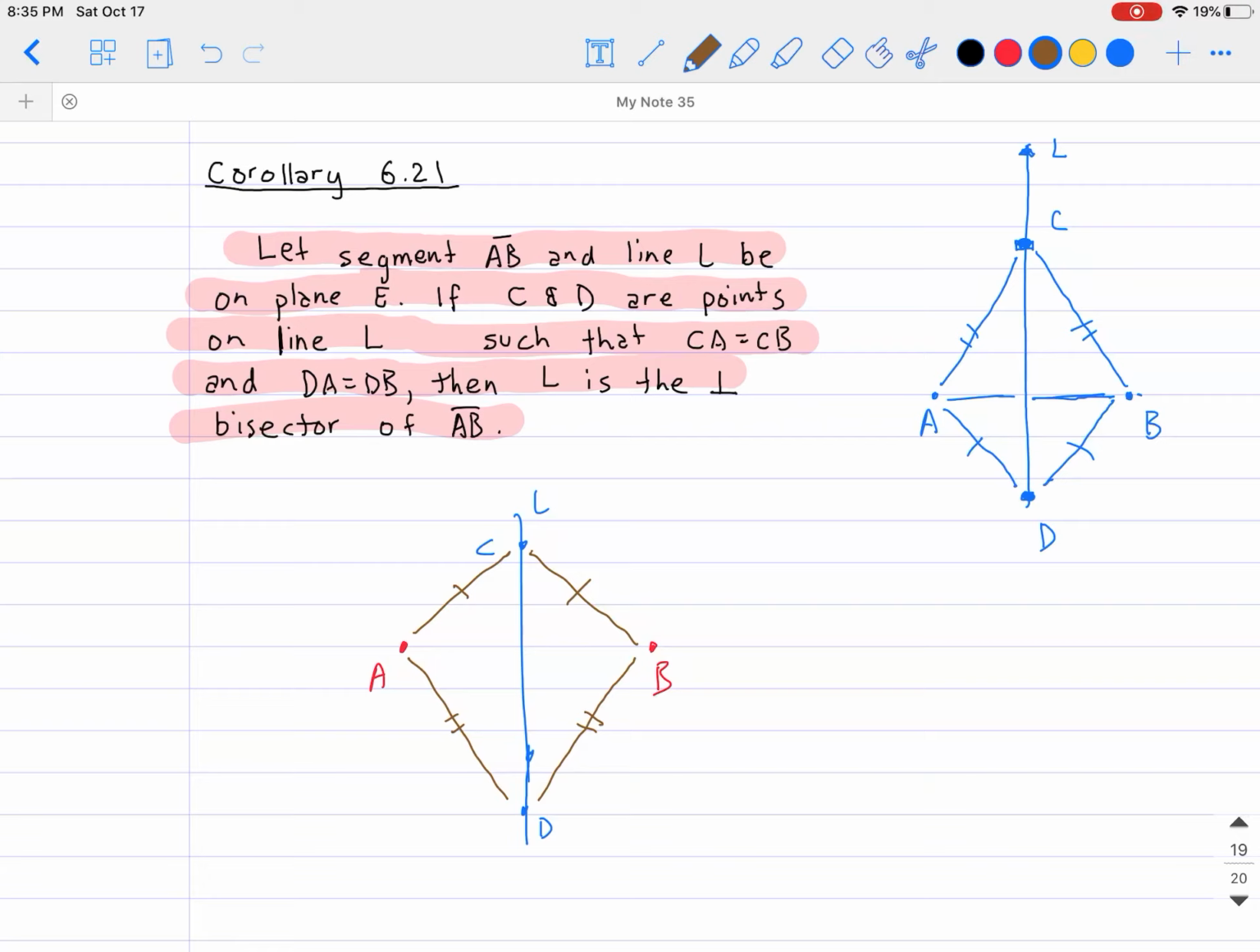Okay, so you can see that another given is that these two guys are going to be congruent to these two guys. So the conclusion, according to this corollary, is that L has to be the perpendicular bisector of AB. So if I draw AB right here, I basically need to show that this is going to be congruent to this, and this right here is going to be congruent to this.